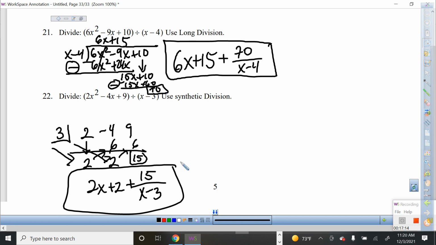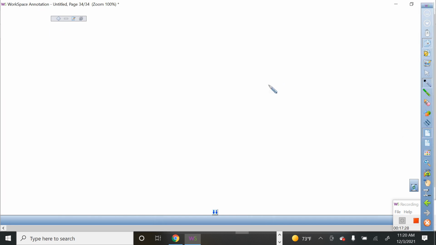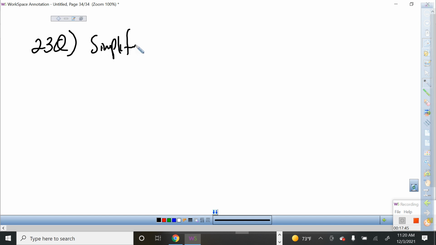All right. Shall we? The last page. Let's go. Number 23, here we go. Write this down. We're going to simplify and EV. Tell your neighbor what EV stands for. Yeah, check for excluded values.